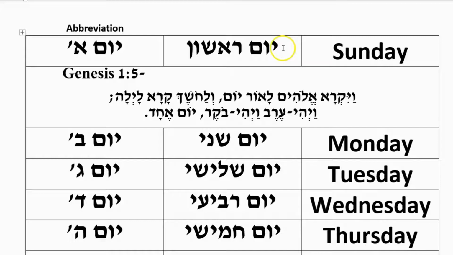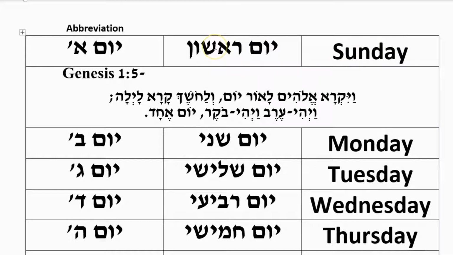Okay, so the days of the week, again, they're the ordinal numbers. That's how they're named. The Hebrew Bible does not name the days of the week like we have. We have named days of the week. The Hebrew Bible does not name them. They just call them according to the order in relation to the first day. Okay, so let's begin. Sunday.